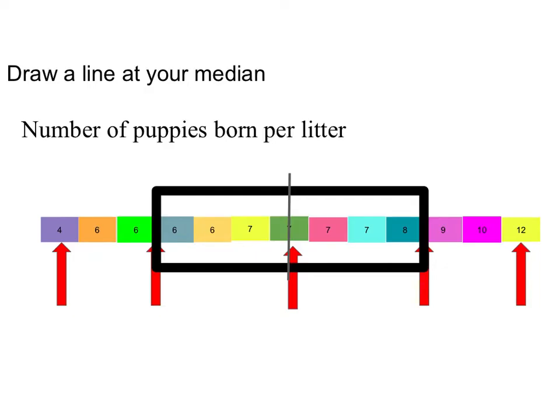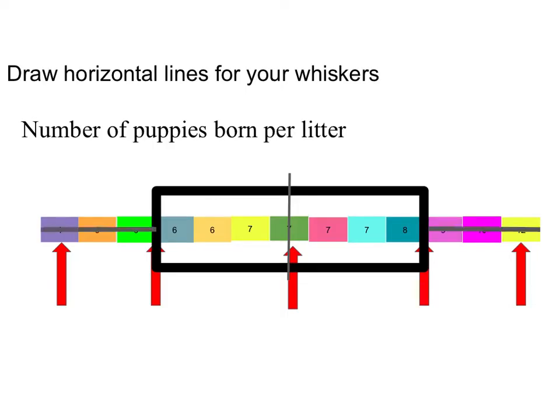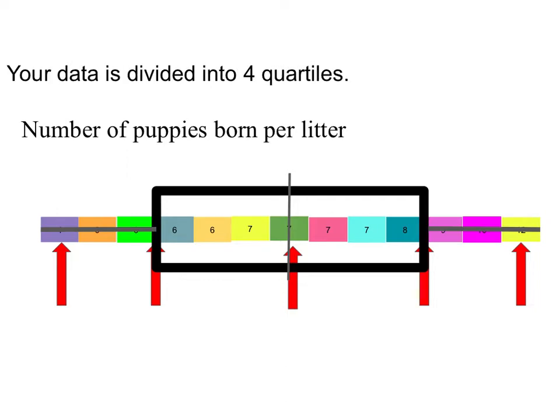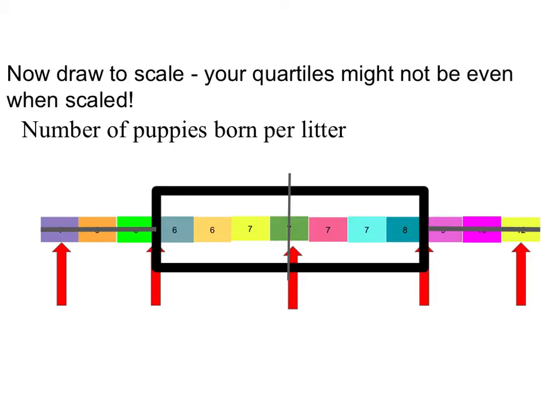Next, draw a line where your median is going to be. Then we're going to use horizontal lines to indicate the whiskers. Now that the data is divided into the four quartiles, we can use this to help us draw a scaled box plot. It's important to keep in mind that when you draw a scaled box plot, your median may not appear to be in the center of the box. It may appear to be off to one side. You may also notice that your whiskers or even your quartiles are not the same size anymore.